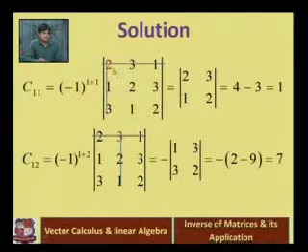This element can be given by deleting this row and this column, and the resultant is given by 2 into 2 4 minus 3 into 1, that is 3, is equals to 1. That is the first cofactor element C11.